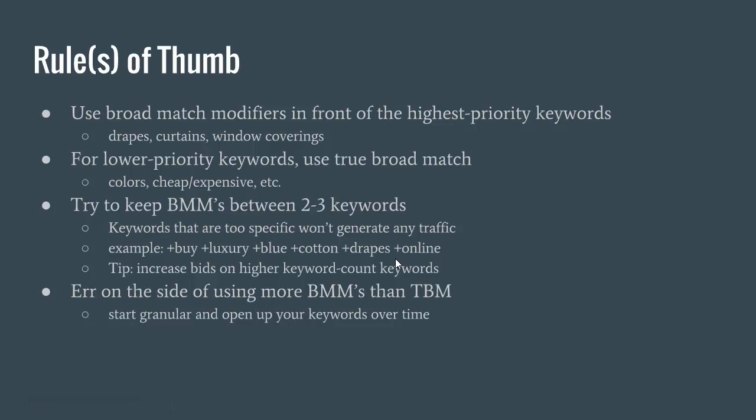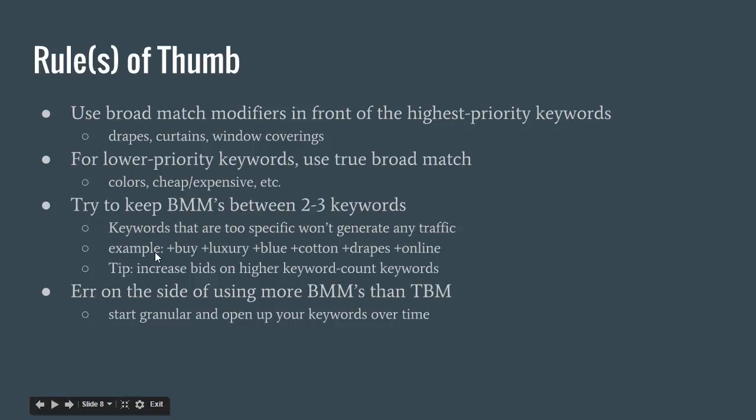But we could remove some of the broad match modifiers from the less relevant keywords, maybe online or buy or luxury. Maybe some of those are a little less relevant. Maybe even blue. Maybe you don't even care what color it is. You just sell enough different colors that even if they said turquoise or something, you would have enough selection for them to browse through and find something that they want. So err on the side of more broad match modifiers than true broad match, and then open up from there depending on what your budget is and other variables involved.